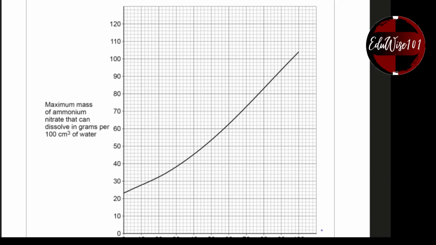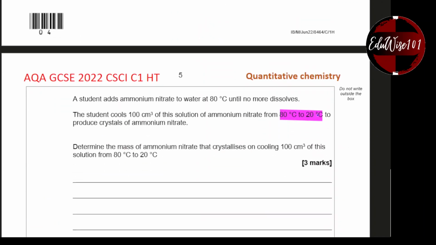ammonium nitrate that can dissolve at 80. That's just over there. And that's about 82, 83 grams. And when you cool it down to 20, that's about 32. So 32 grams. So the difference would actually crystallize.